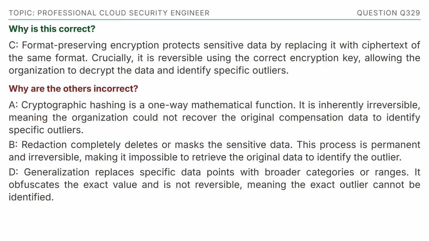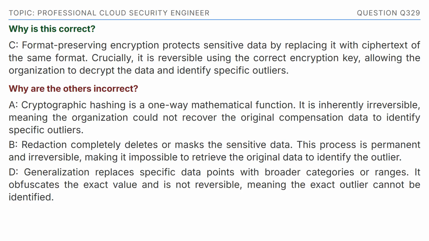Why is this correct? C. Format preserving encryption protects sensitive data by replacing it with ciphertext of the same format. Crucially, it is reversible using the correct encryption key, allowing the organization to decrypt the data and identify specific outliers.